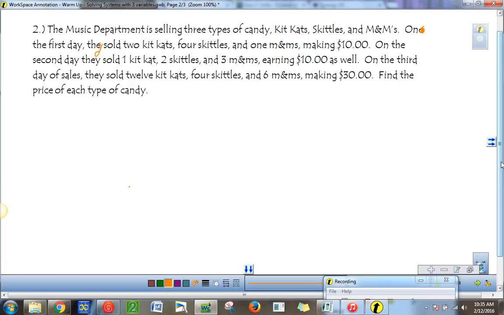Okay, so you can use X, Y, and Z, or you could use K, S, and M, or you can use whatever letters make you super happy. Any preference? K, S, and M, okay. So we got Kit Kat, we got Skittles. I'm going to use a cursive S because my S's look like 5. And we got M&M's. And then we got totals, right? So, what's my first equation look like?